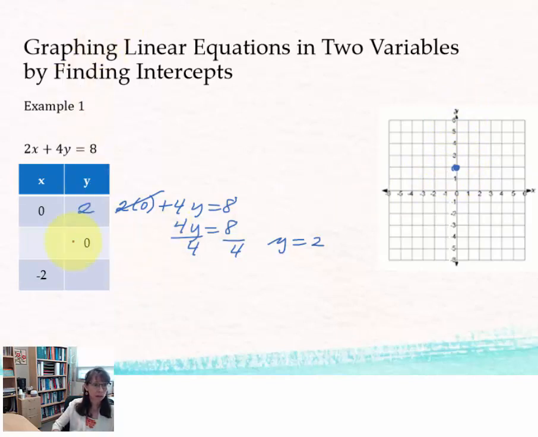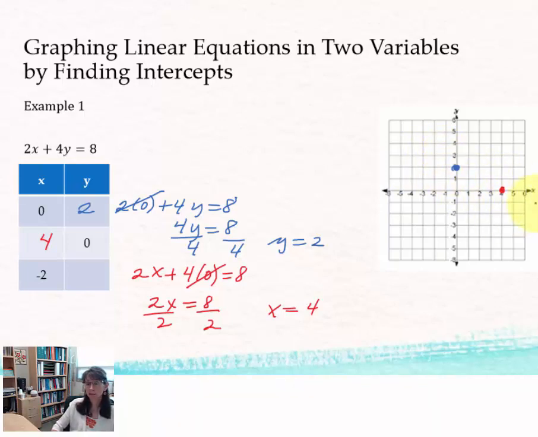Then we're going to substitute a 0 for the y value. 2x plus 4 times 0 equals 8. So this time 4 times 0 is eliminated, leaving 2x equals 8. Once we divide by 2, we'll end up with an x value of 4. So (4, 0) is the x-intercept.